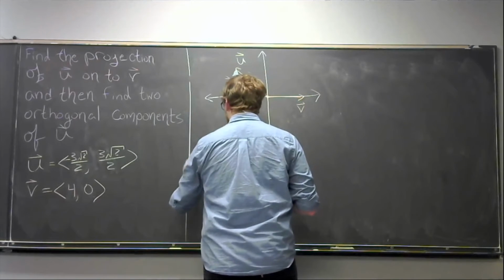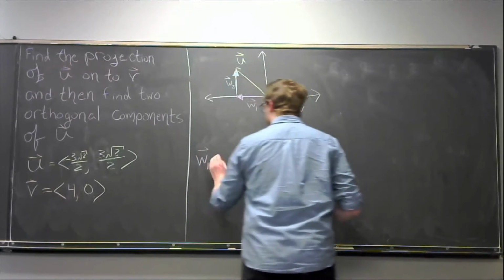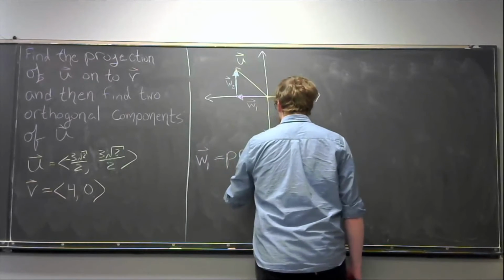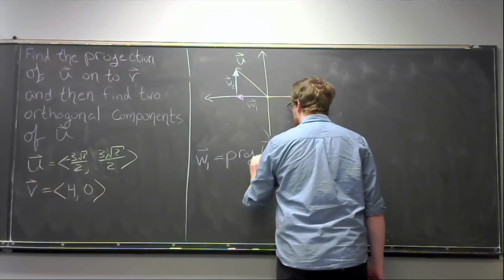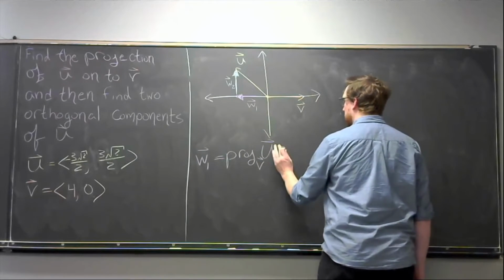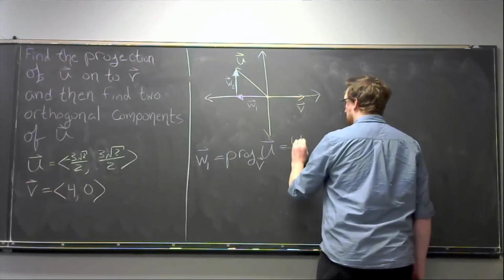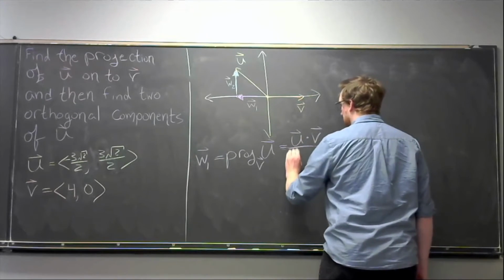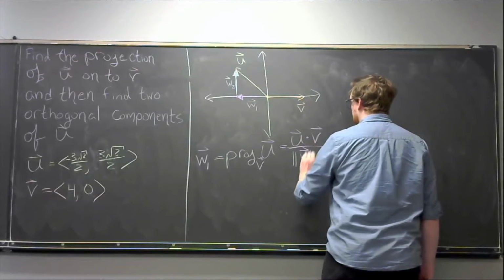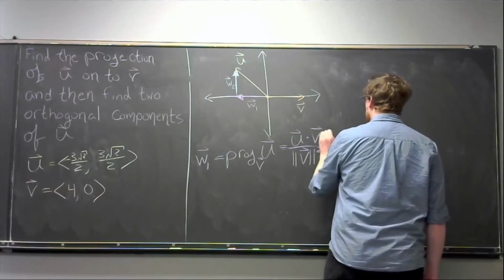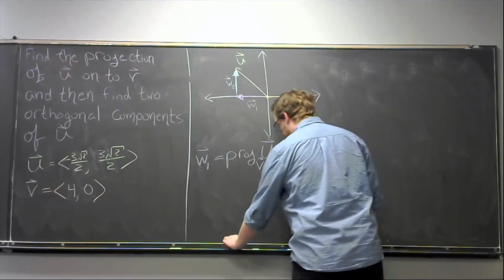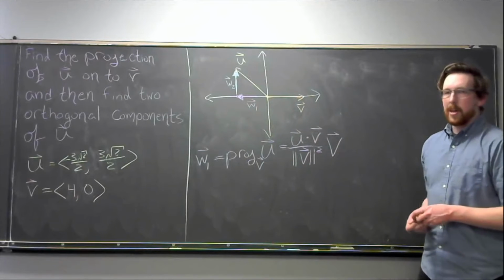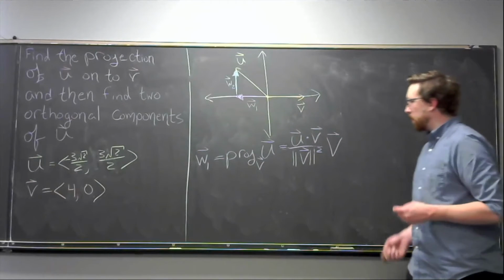The projection of u onto v, that's just equal to u dot v divided by the magnitude of v squared times the vector v. Okay, so let's go ahead and find out what u dot v is.